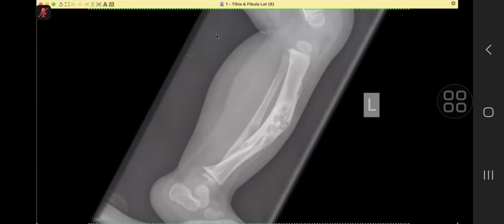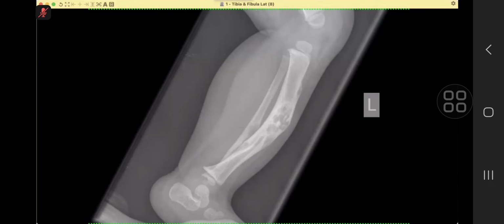What is your conclusion? Does it change your conclusion? Sir, features may represent a desmoplastic fibroma, but of the tibia. This patient is 1 year old.